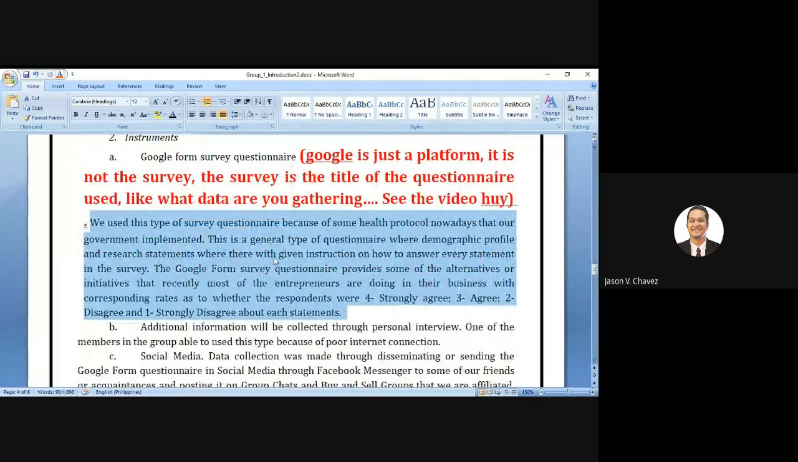I think you only define what is a survey. You can define it, but it might be too wordy. No? Okay. So, what is the other survey? If that is a survey.